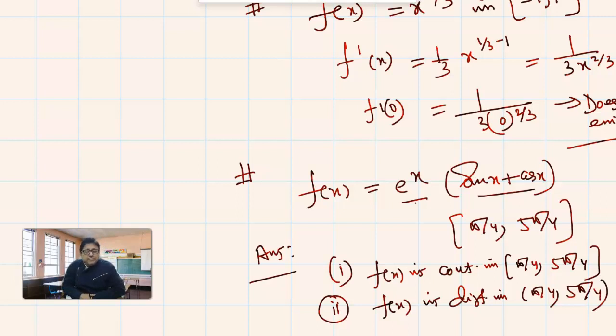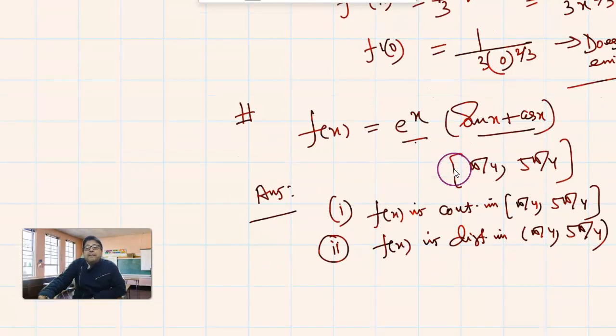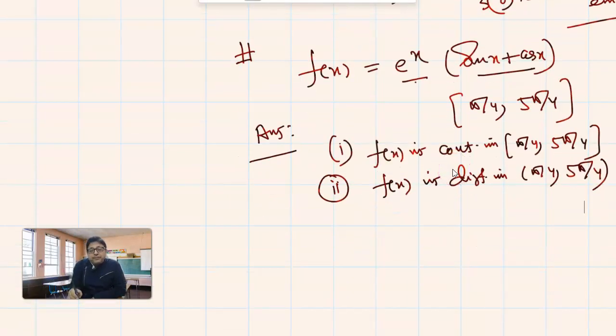But there is a problem. Although these two conditions are satisfied, I am guessing the third condition may not be satisfied. The third condition of Rolle's theorem means f(pi by 4) must be equal to f(5 pi by 4). Is it satisfied? Let us check for part 3.